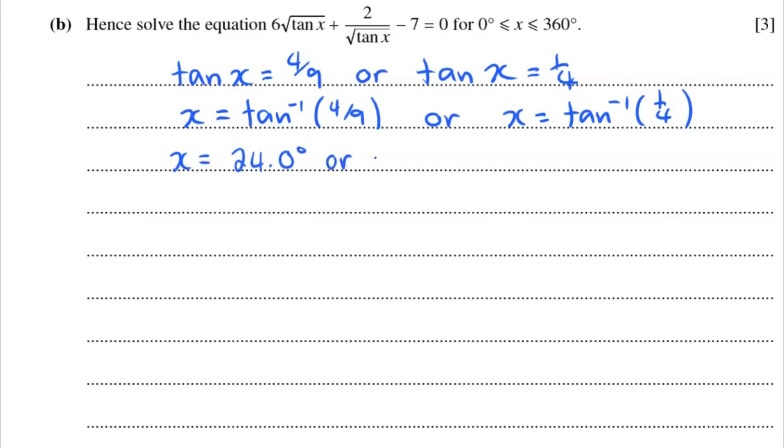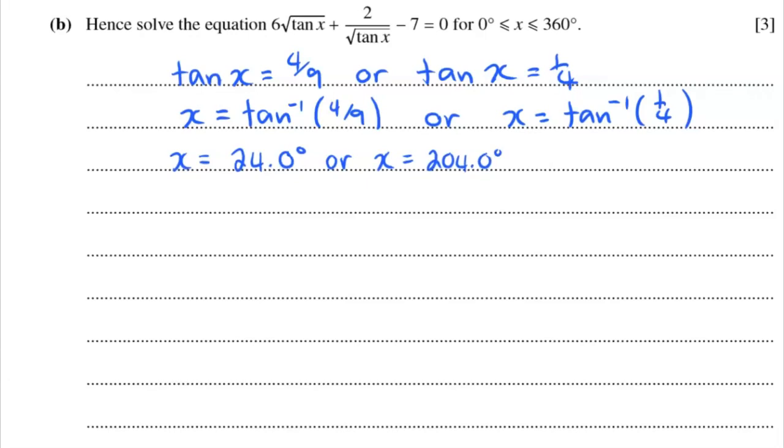And there is another answer because that's the first quadrant, which means there's another answer in the third quadrant. So we add 180 degrees to our 24, and we'll get 204.0 degrees to 1 decimal place.